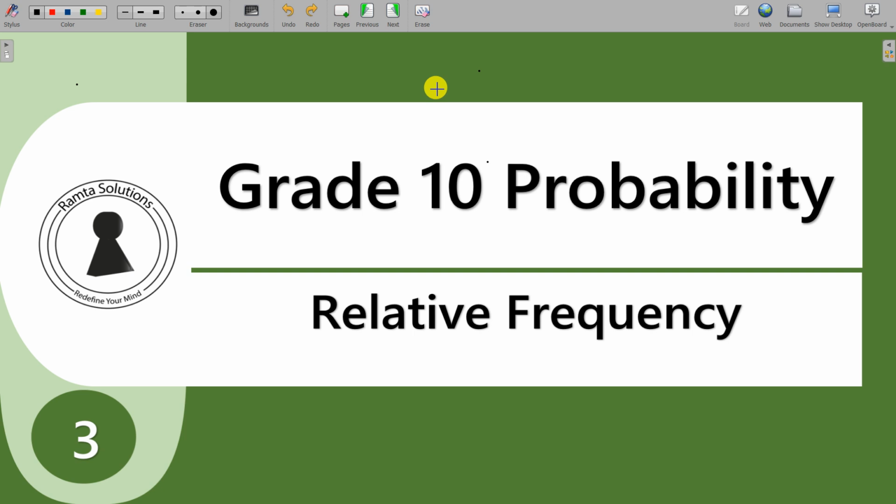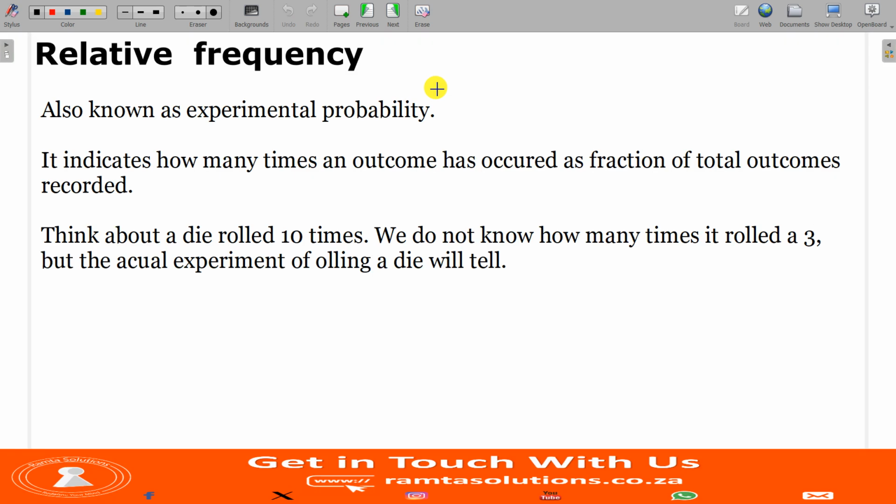Today we are looking at relative frequency. A relative frequency is also known as experimental probability. What this does is show you how many times an outcome has occurred as a fraction of the total outcomes that you have recorded during your investigation, or simply your experiment.